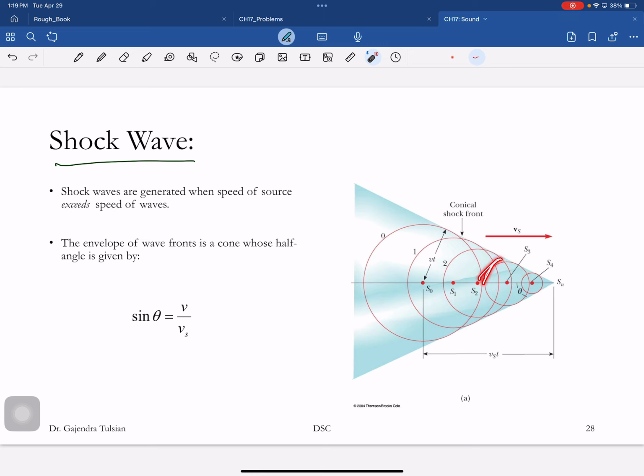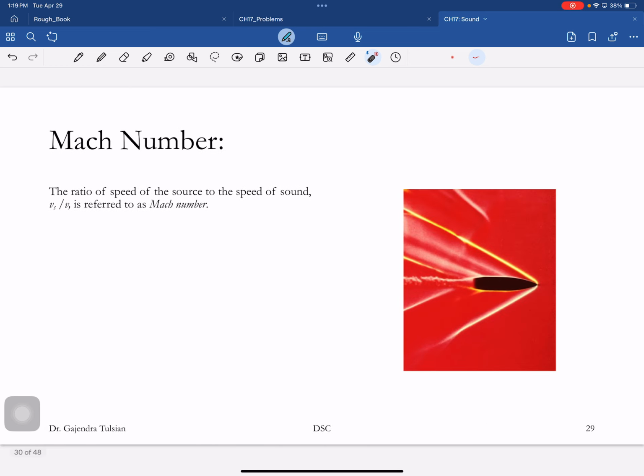This is called the shock angle. Sine of that angle is the speed of sound in the medium over the speed of the source. Okay, so you see this has a solution as long as the speed of the source is greater than the speed of sound. Okay. Mach number tells you how much faster than sound you're traveling. Okay, so Mach 2 is you're traveling twice the speed of sound. Mach 3 is 3 times the speed of sound. See, there is a shock wave.